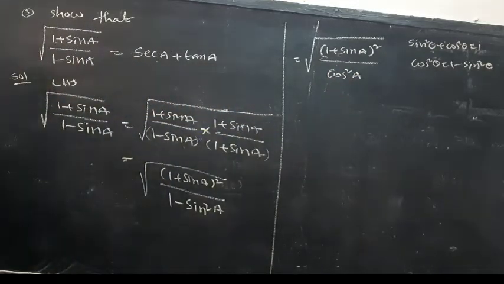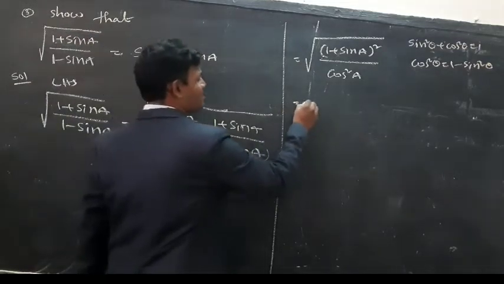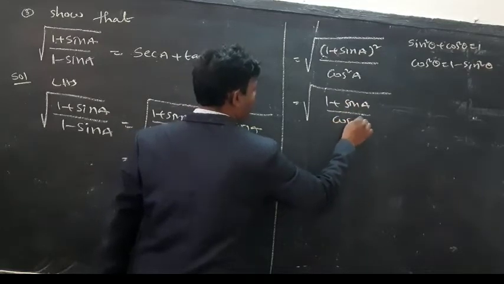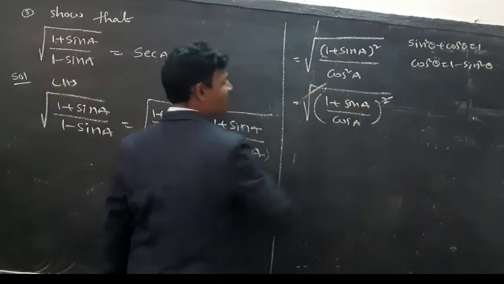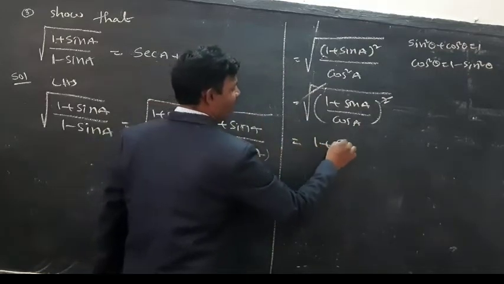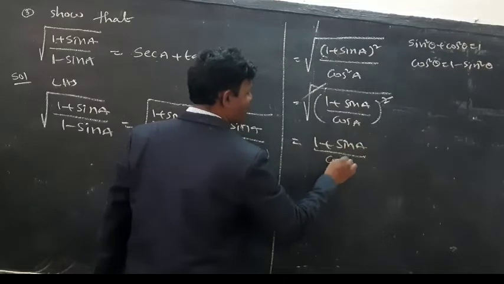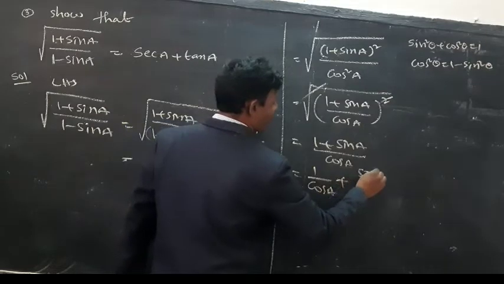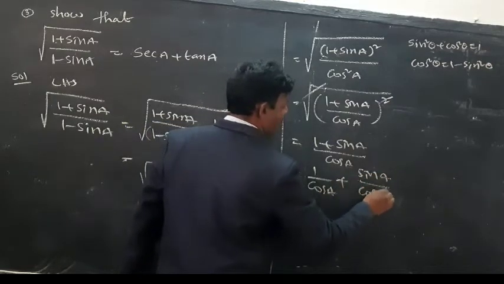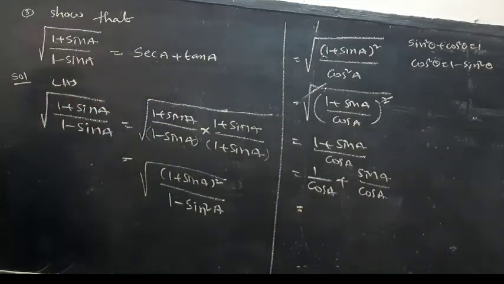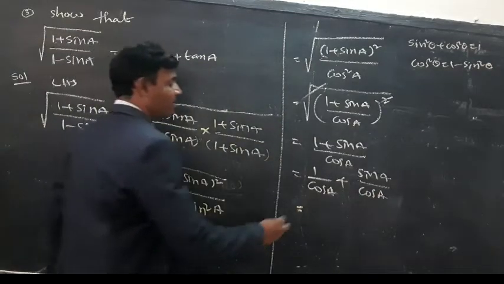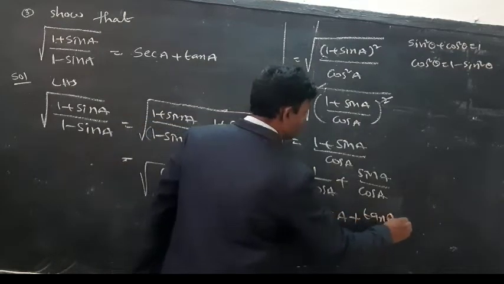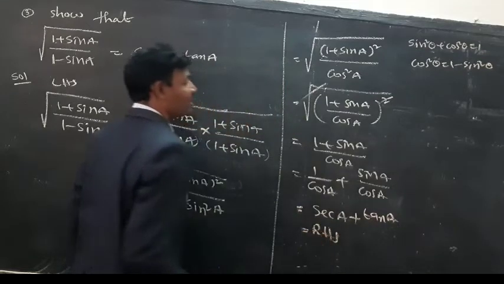Under root of (1 plus sin A) whole square by cos square A. So this we can write as (1 plus sin A by cos A) whole square. Here the square root gets cancelled. What is the remaining here? 1 plus sin A by cos A. So this we can write as 1 by cos A plus sin A by cos A. Cos theta is a reciprocal of secant theta, so 1 by cos A we can write as secant A, plus sin A by cos A we can write as tan A, which is equal to RHS.